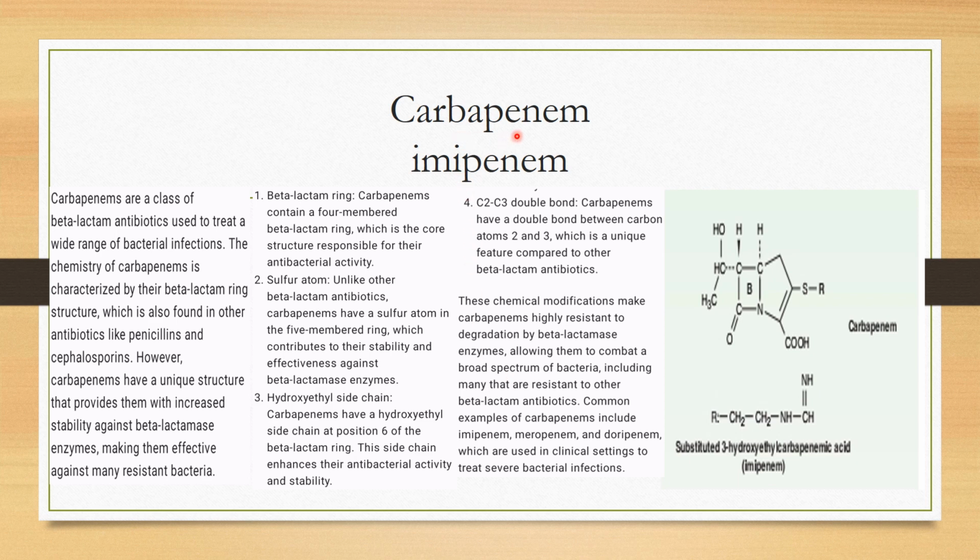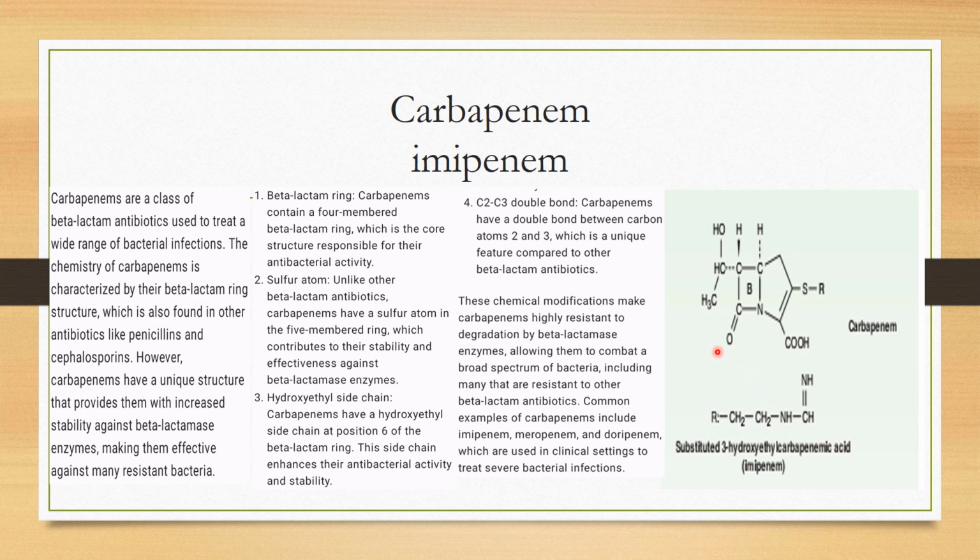Carbapenem. Carbapenem is one of the important classes of beta-lactams, and it contains 4 to 5 subclasses. Among these, we discuss imipenem. It is a very important drug. So let's first discuss the chemistry of carbapenems, or imipenem.